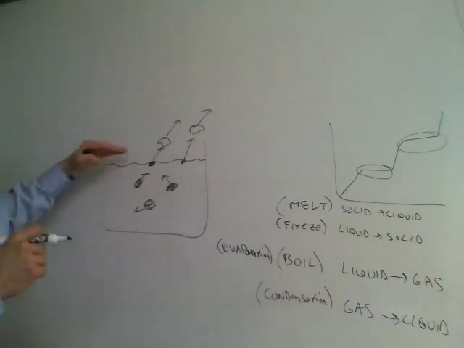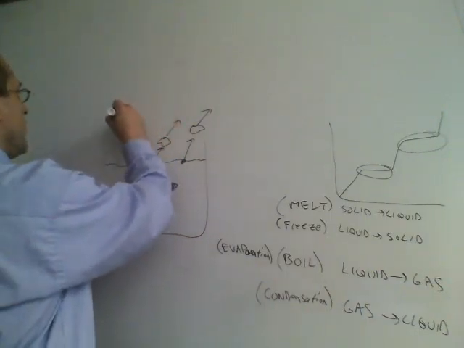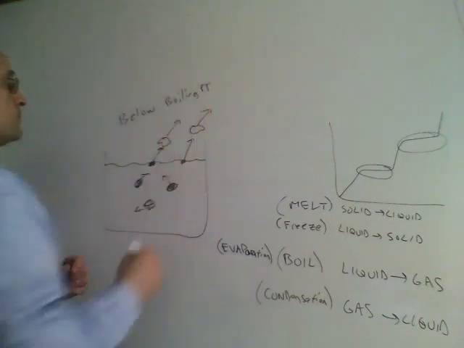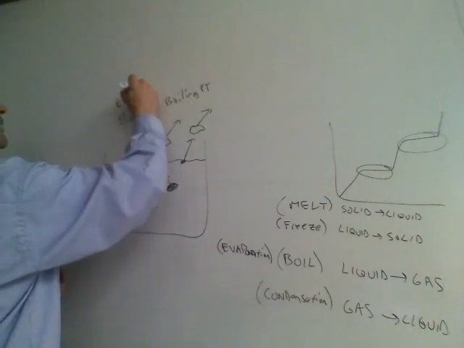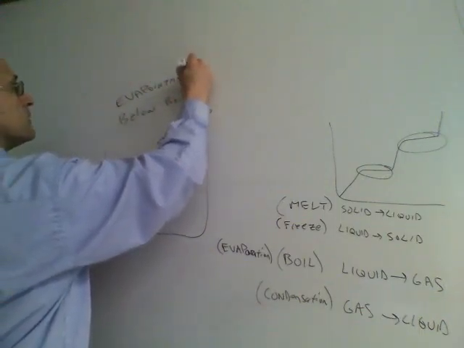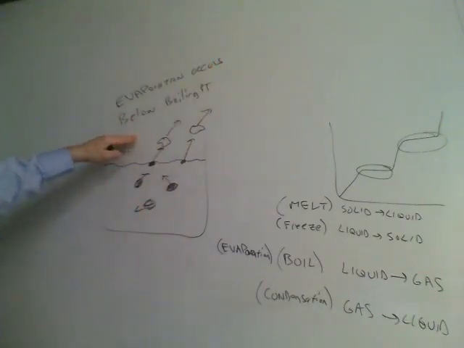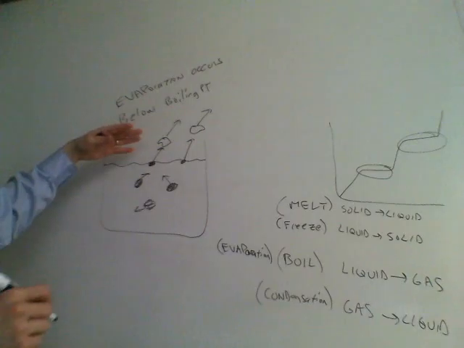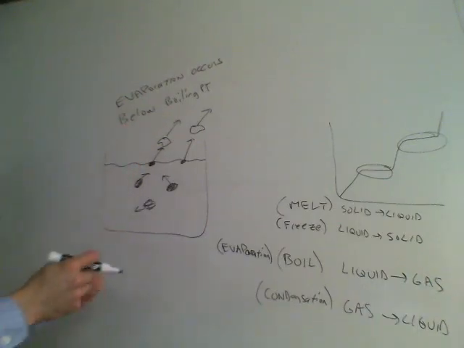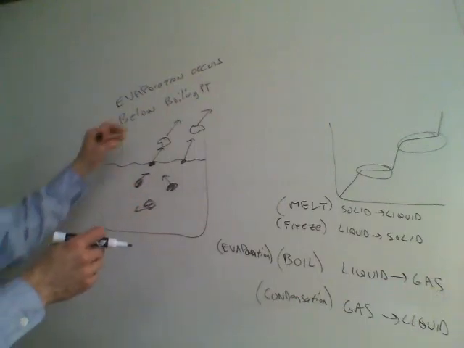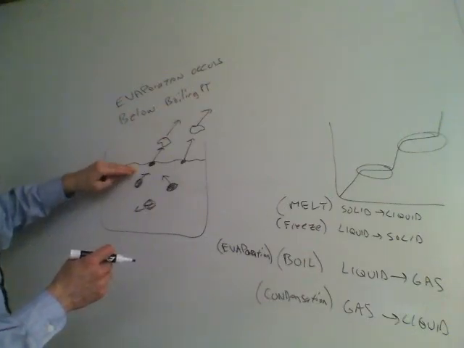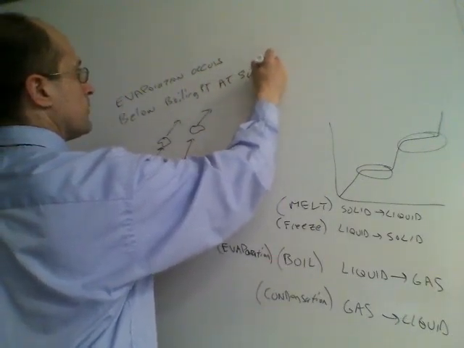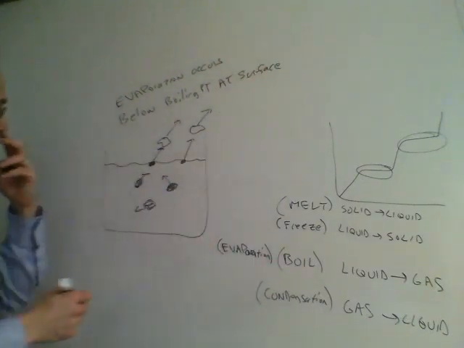So this is evaporation, and it can occur below the boiling point. Now, the part to remember is that if the water is near the boiling point, this evaporation occurs faster because these molecules are already highly energetic to begin with. But that's the idea of evaporation. It's kicking these molecules into the gas phase. It occurs at the surface, and it can occur below the boiling point. And so this is the idea of evaporation.